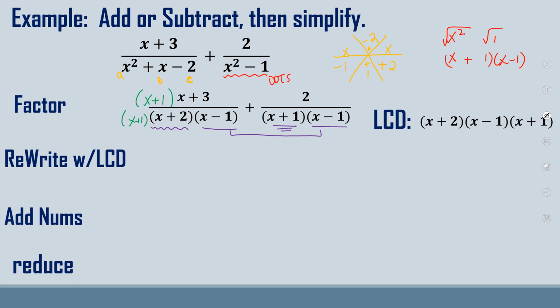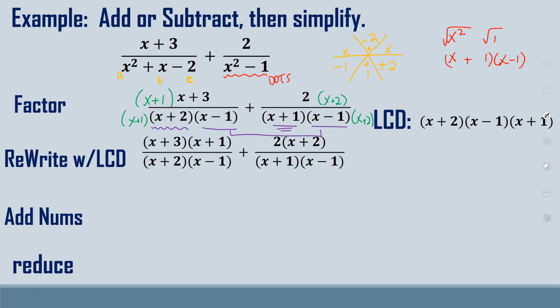In our second expression, 2 over x plus 1, x minus 1, that guy is missing the x plus 2 factor, so I need to multiply that in numerator and denominator. So here's everything, there it is, with all those denominators. Okay, alrighty, now you got to clean it all up.